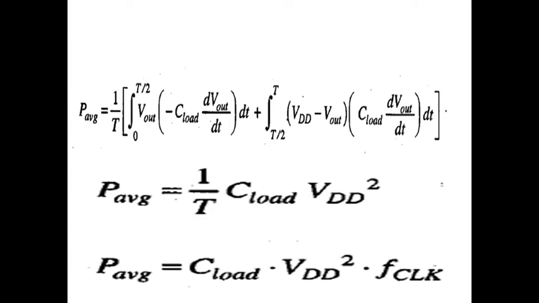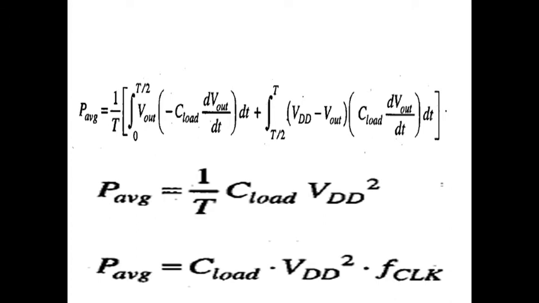And since this product is V into I, it is the power dissipation that takes place for the duration 0 to T by 2. Then in the second part, that is T by 2 to T, we observe that the voltage is VDD minus V out, because the source of the PMOS is tied to VDD and the drain is tied to V out. So the voltage across the PMOS transistor is VDD minus V out, multiplied by the current that flows through that PMOS transistor, and that is nothing but the charging current. So V into I again gives you the power.